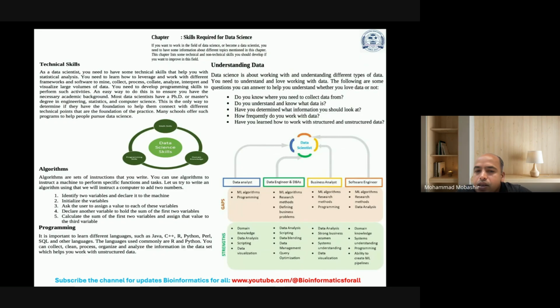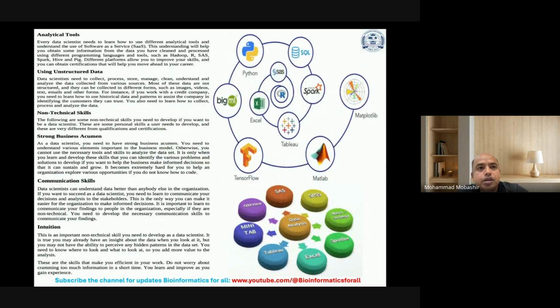Then the strength is your domain knowledge, data analysis, presentation, representation of the data in terms of figures, and making some conclusions. So you need to understand these things. Understanding data is also one of the most important things. Now, analytical tools using unstructured data. Are you familiar with structured and unstructured data or not? Non-technical skills: strong business acumen, communication skills, intuition. If you have these things, you are free to enter into data science.